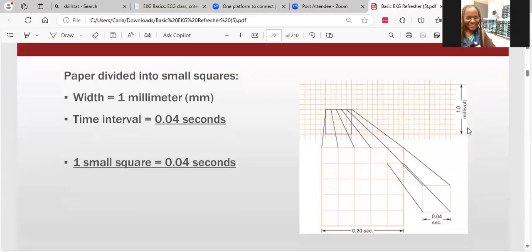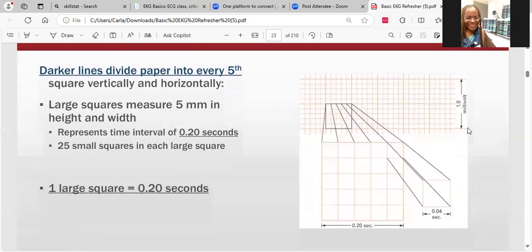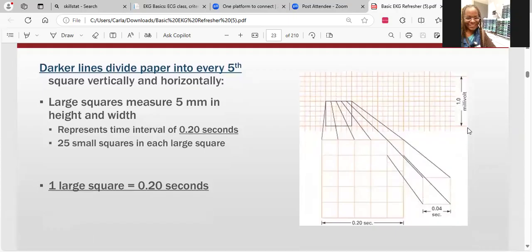The width of every square is considered 1 millimeter. That 1 millimeter box is 0.04 seconds. That is one small square. 5 small squares equal the large square at 0.20 seconds. The darker lines divide the paper every 5th square, as you can see to the right. And as I mentioned, one large square is 0.20 seconds.